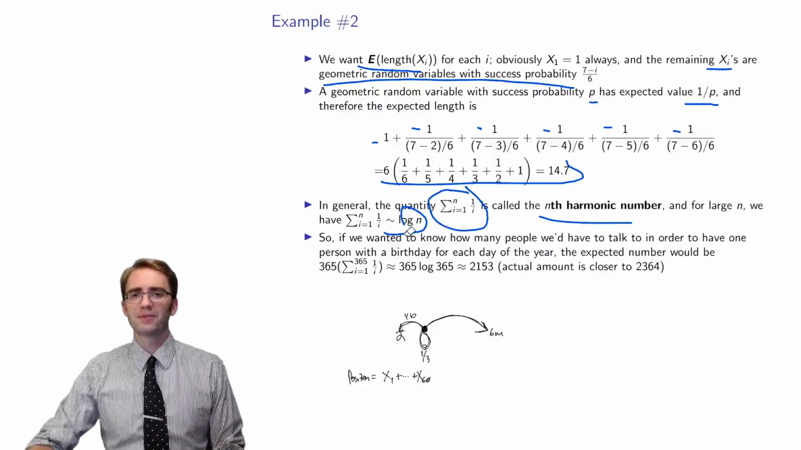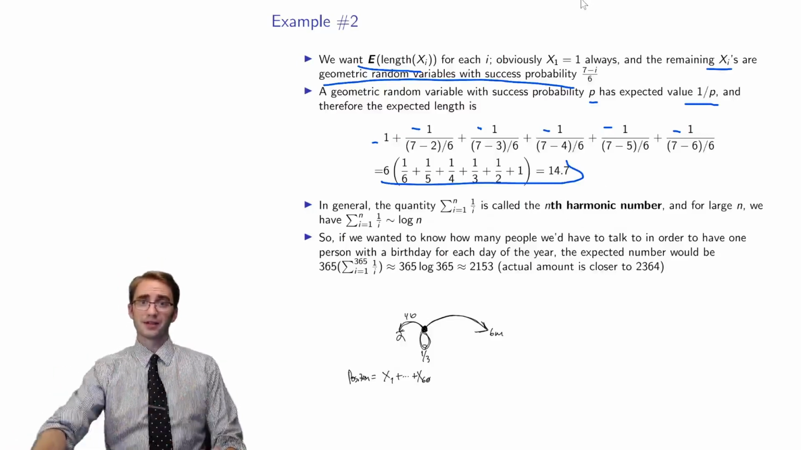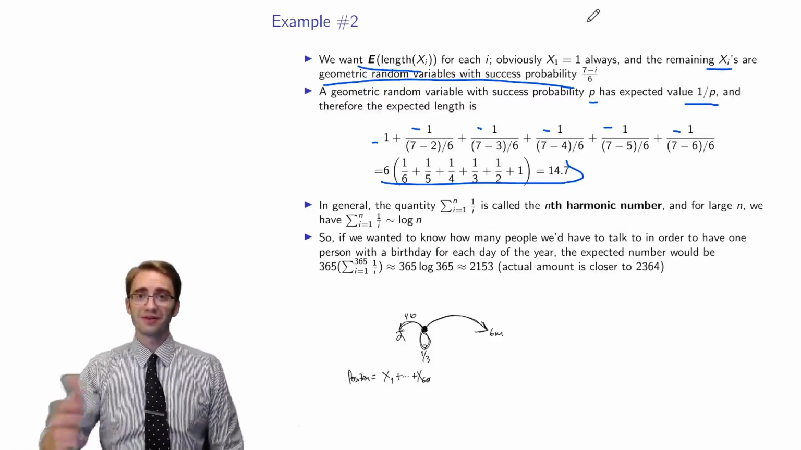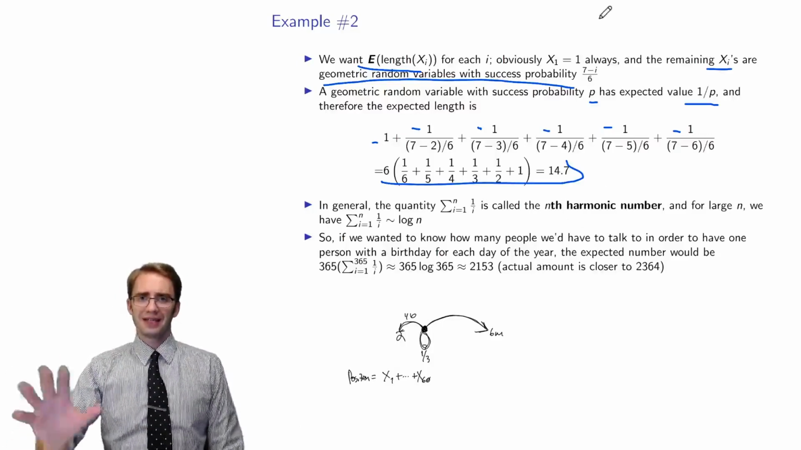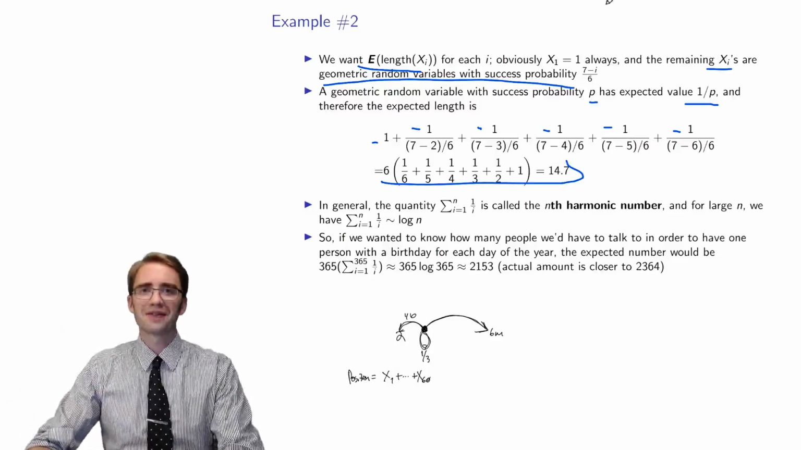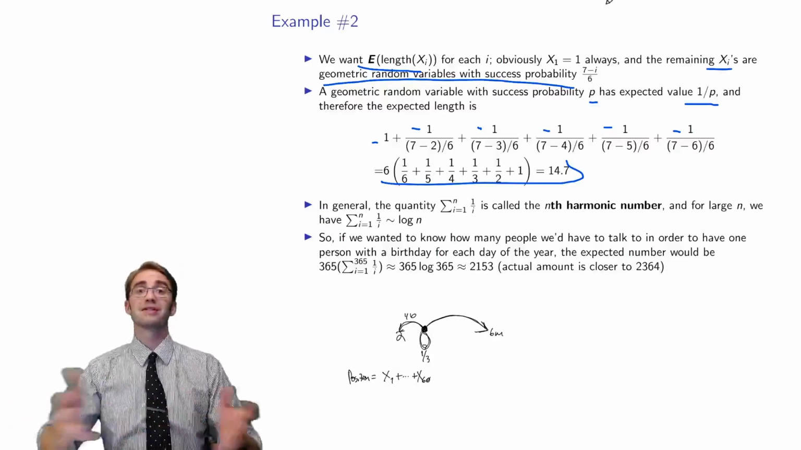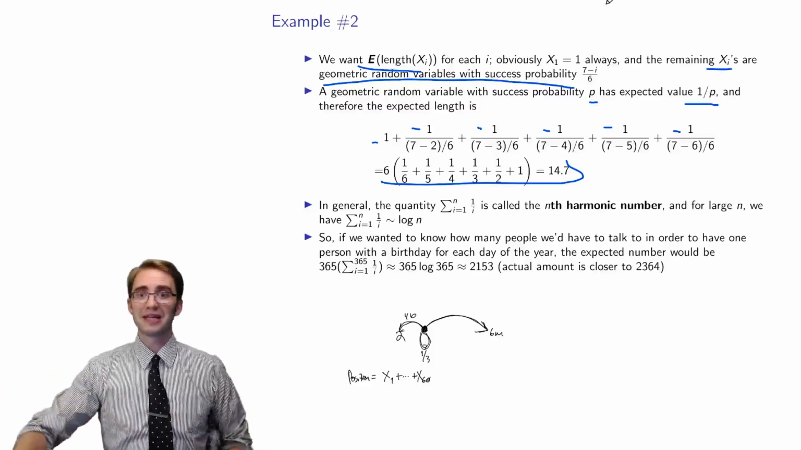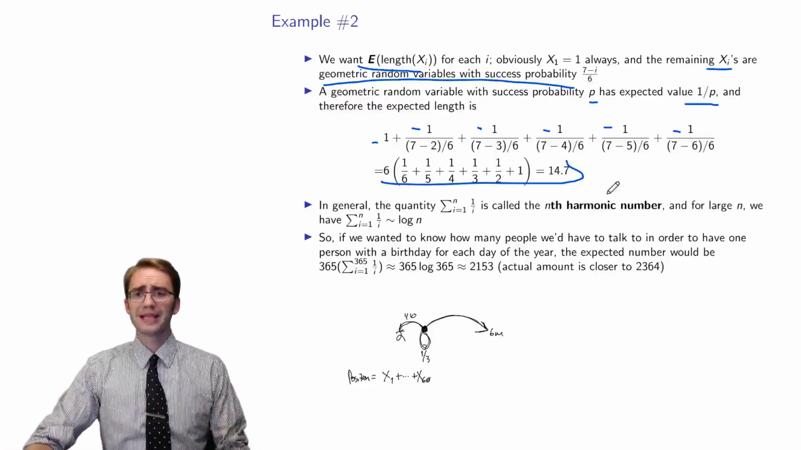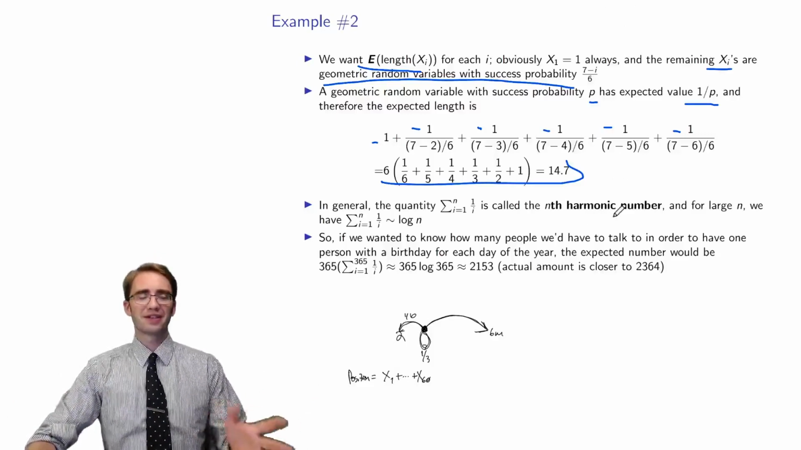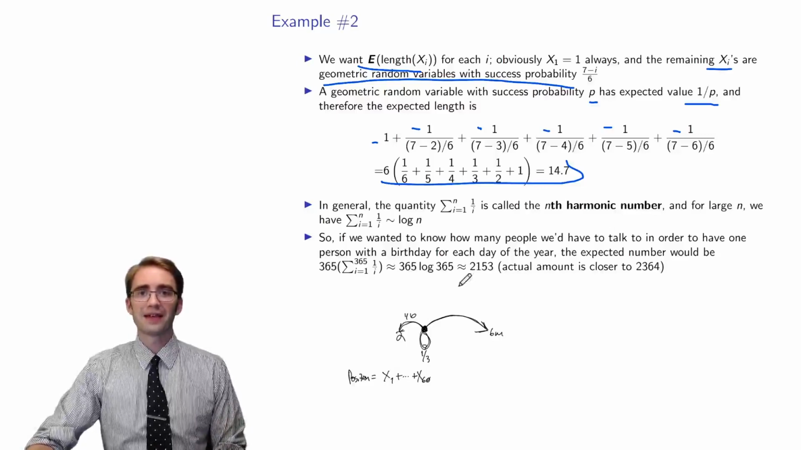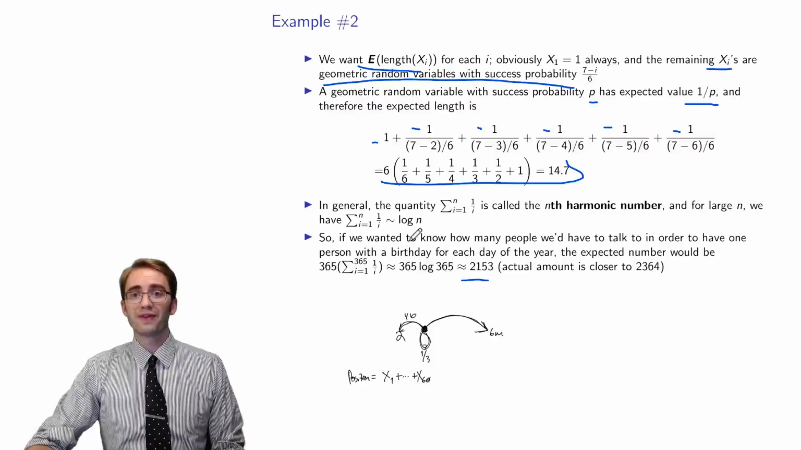A nice example of this would be if you wanted to know how many people you'd have to be friends with in order to have a friend on every single day of the year. So in other words, you want all 365 days of the year covered. That's an exact analogy with this example we just gave, right? Instead of boxes of cereal with prizes, instead of 6 prizes, you have 365 prizes, and you're going out and meeting people. This same kind of logic dictates that if you wanted to make friends, so you had one friend with a birthday on every day of the year, you would need to look at about 2,153 according to this logarithmic approximation.